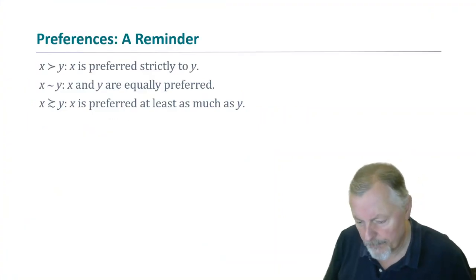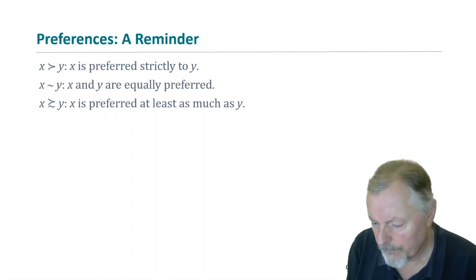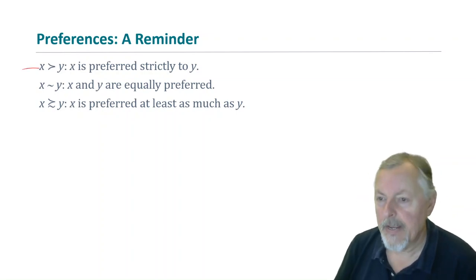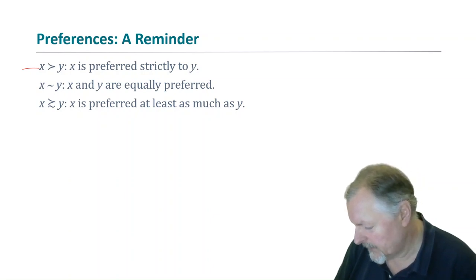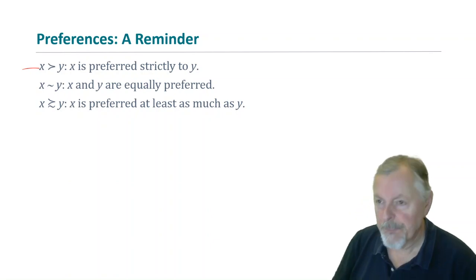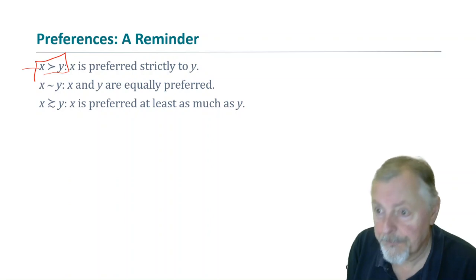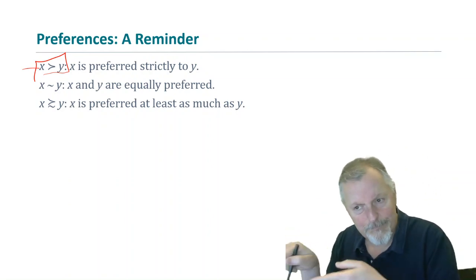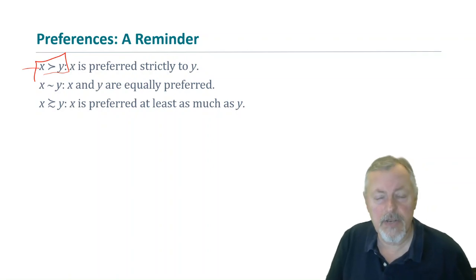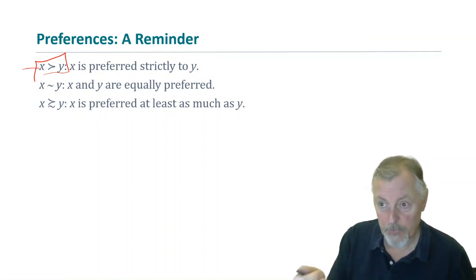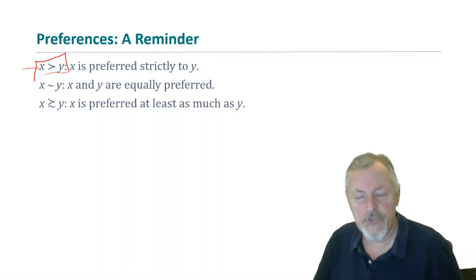Okay, reminder, preferences. We say that X is strictly preferred to Y with this symbol, the sort of curly greater than. This means that when presented with a choice of X or Y, the person whose preferences are represented by this will always choose X.